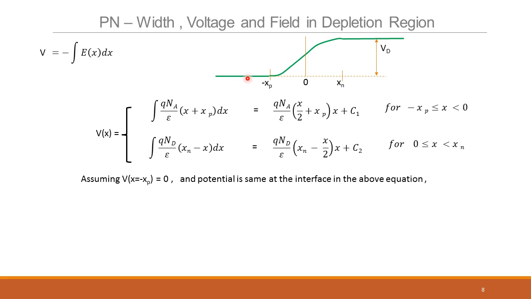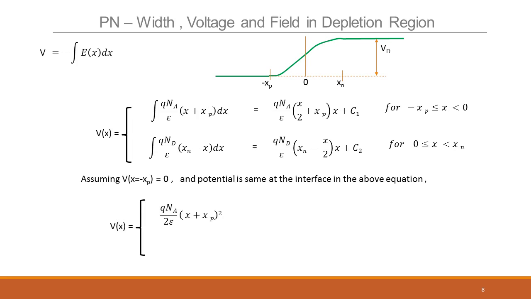Assuming that V at minus xp is 0, we can assume that, because voltage is just a difference that we talk about. And the potential is the same at the interface in the above equation. This equation tells me this curve, and this equation tells me this portion of the curve. So both these equations at x equal to 0 should give me the same voltage value as well, just like for the electric field that we saw.